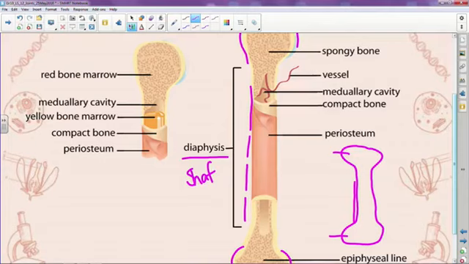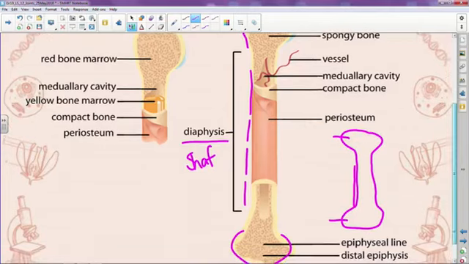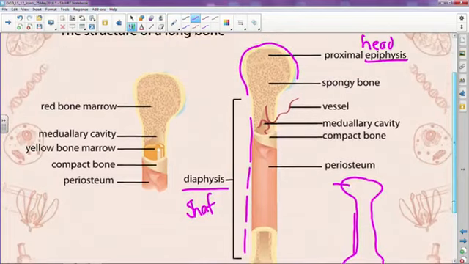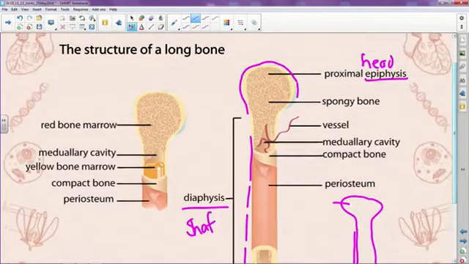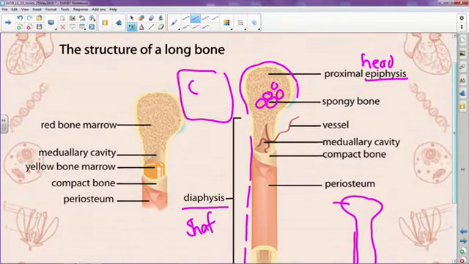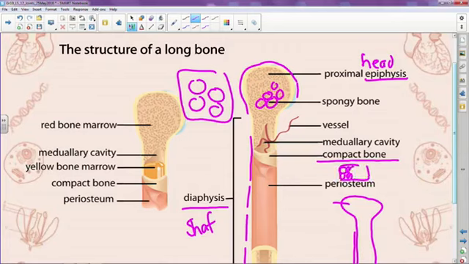If we have a look at the diagram, this bone here is called spongy bone. What does that mean? If I looked underneath the microscope, as we did with bone tissue, it looks like a sponge. There are lots of spaces. Whereas the diaphysis is compact bone. If I was to draw the haversian canals, they would be very close together.